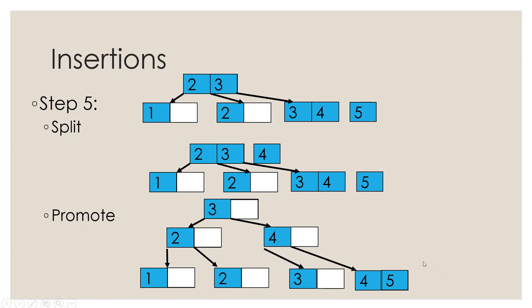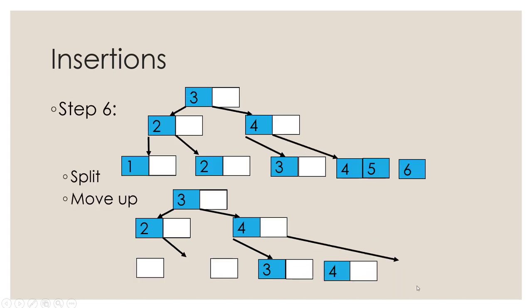The next value is 6. We're going to try to put 6 here. The middle value between 4, 5, and 6 is 5. We're going to promote the middle value, which is 5. And there actually happens to be space here. So we're going to put 5 here. And based on the new index, we're going to rearrange it. So 4 will go here, and then 5 and 6 will go to the next one.